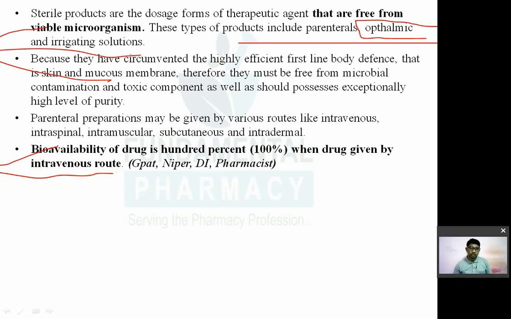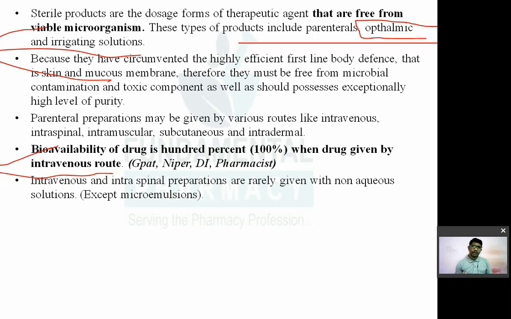Bioavailability is 100% when a drug is given by intravenous route. Now intravenous and intraspinal preparations are rarely formulated with a non-aqueous solution.